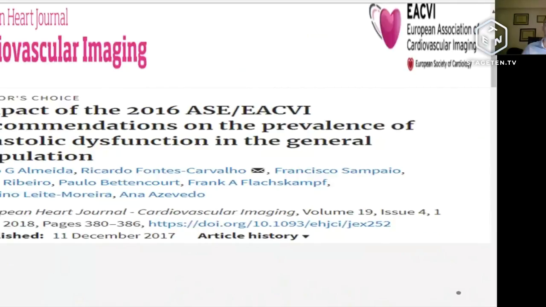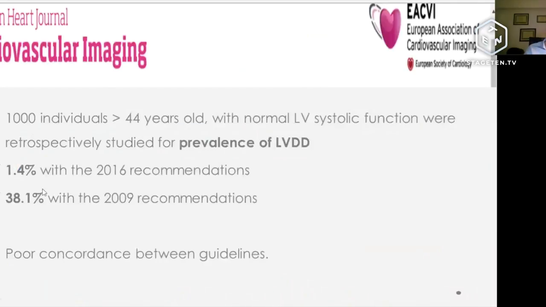And it is striking, really striking to find that with the new guidelines, we have 1 to 2% of patients with diastolic dysfunction, while with the previous guidelines, in the same patients, we had 38.1% of patients with diastolic dysfunction. And as you expect, they found really poor concordance between guidelines.